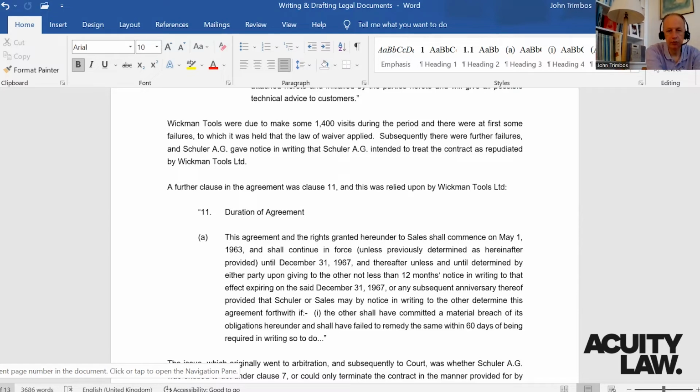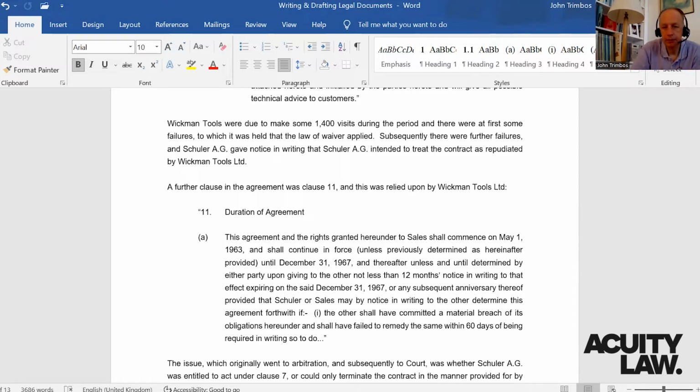Anyway, taking it apart bit by bit, the first part gives us a contract term of just over 4.5 years. So the contract runs from the 1st of May 63 to the very end of 1967. And thereafter, so possibly for longer than that, unless and until determined by either party upon giving to the other not less than 12 months' notice in writing to that effect, expiring on the said December 31, 1967, or any subsequent anniversary thereof. And I'm going to pause there at the end of line 5.